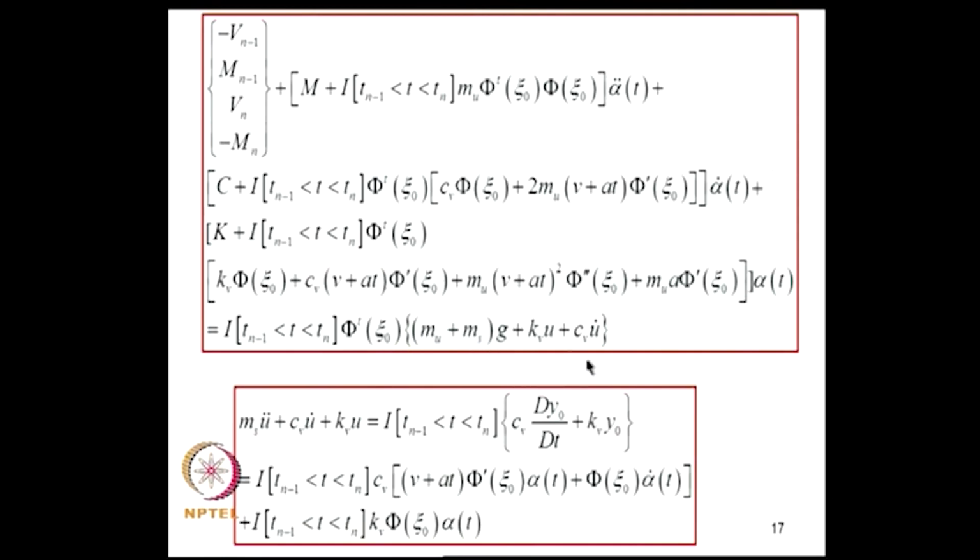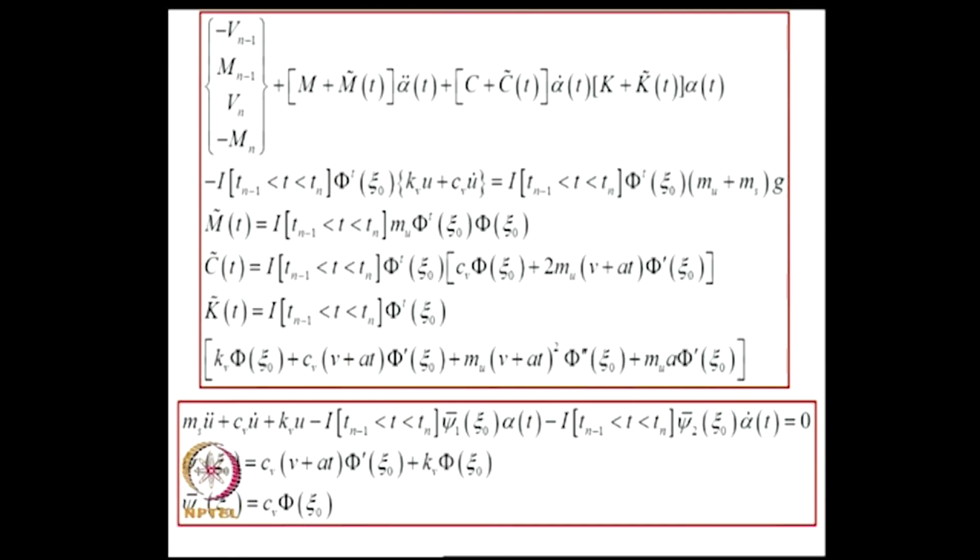This must be equal to the contribution due to the self weight of the structure and the load transferred from the vehicle. Now, the vehicle degree of freedom itself can be written in this form. There is a y naught here, and for dy naught by dt I will use the representation that we have derived earlier. This is what we get here. So, I can write now the mass matrix as m plus m tilde, damping matrix as c plus c tilde, and stiffness as k plus k tilde. These tilde quantities are functions of time, and they are described here.